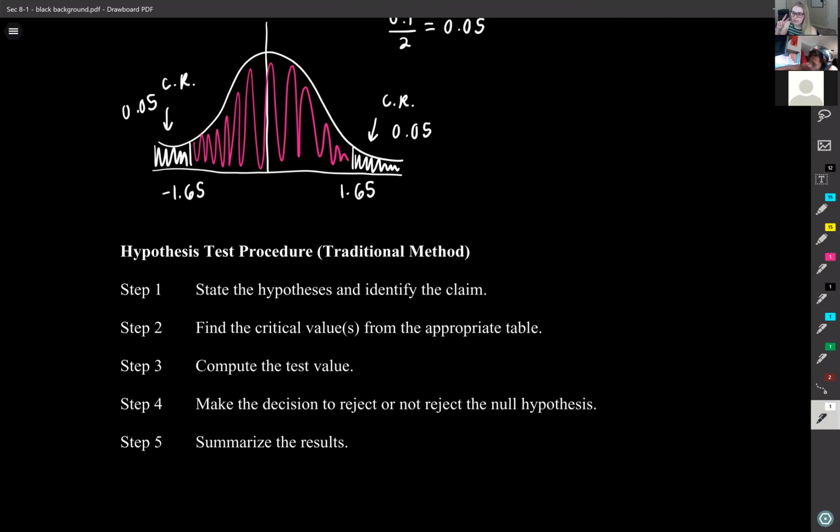Then we're going to use whatever test we're doing to compute the test value, which we will do in the next section in just a few minutes. Then we're going to make a decision on whether we reject or not reject the null hypothesis, and then you summarize the results. I know it sounds like a lot, but believe it or not, it's a lot of stuff that we've done before.